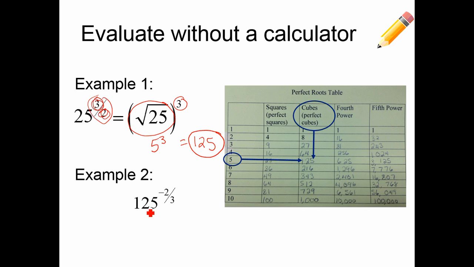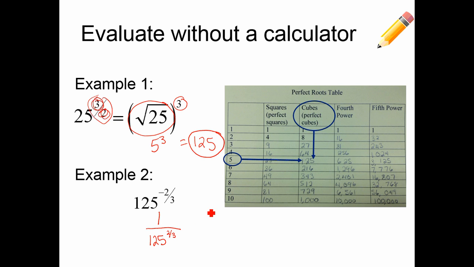Let's look at another one here, the second example. 125 raised up to the negative 2/3. Now notice a negative power. That means that this is happening on the bottom of a fraction. So I really have 125 raised to the positive 2/3 power. Now a lot of people like to get that confused. The 2/3 power doesn't flip over, guys. 2/3 is 2/3. He just becomes positive 2/3 when we move him to the denominator of that fraction.